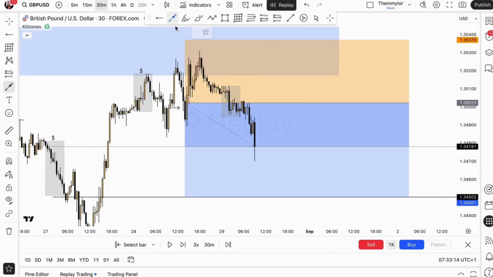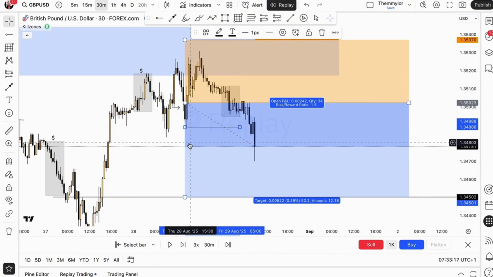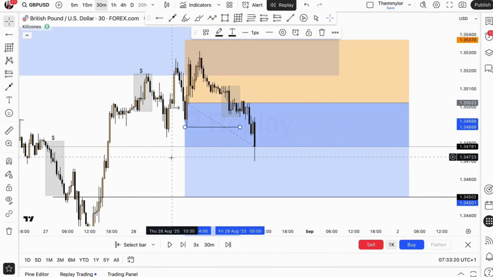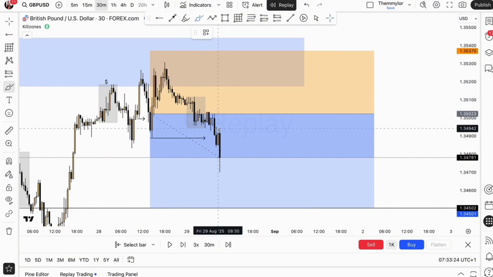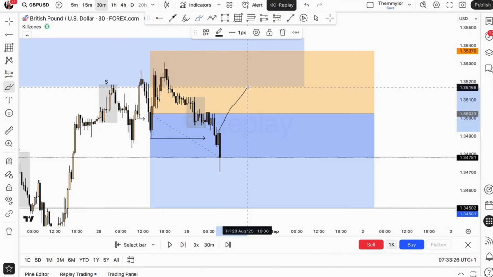now see that we've now broken even more structure to the downside, telling us that we are going down. So during the London session, I was expecting price to probably push all the way up here, take out the Asian range high, and go right down.